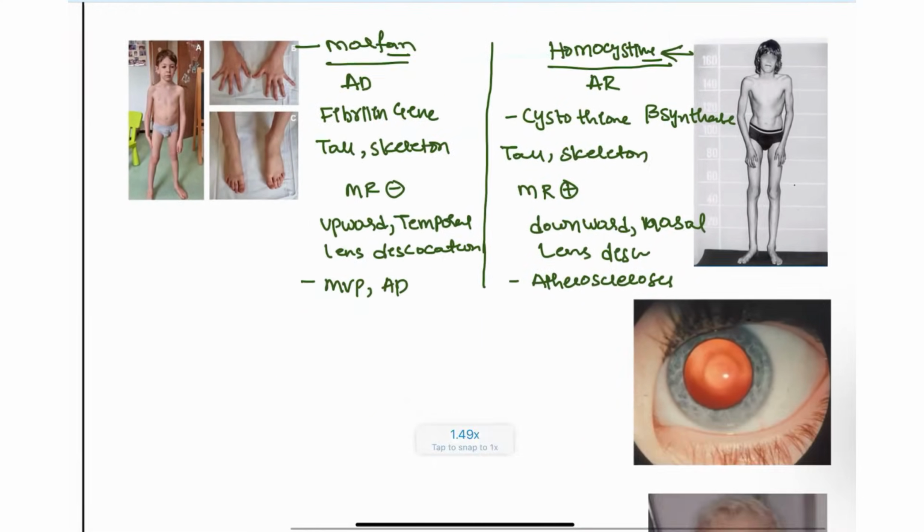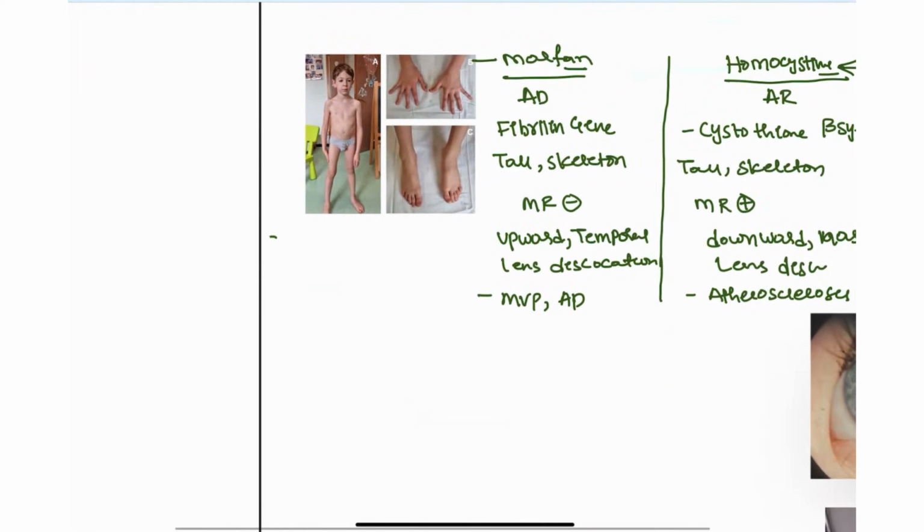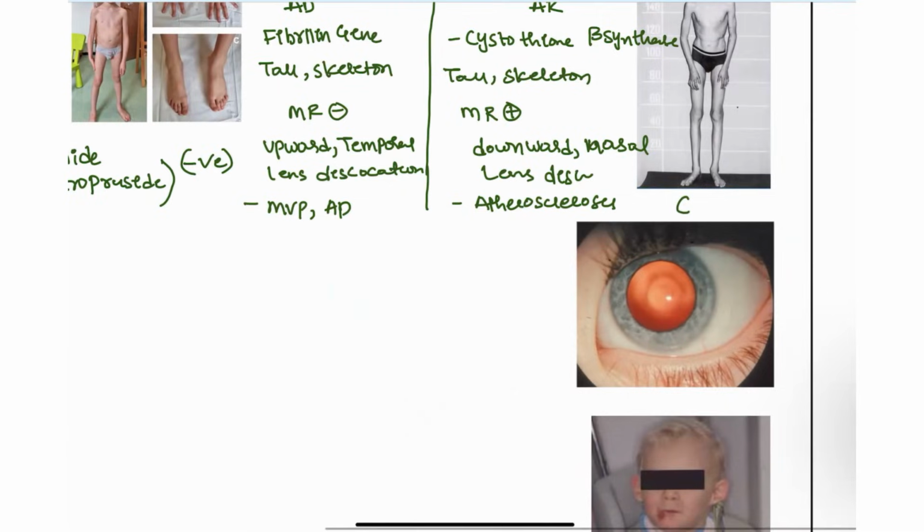Next, what test can differentiate? So the cyanide nitroprusside test that we conduct will be negative in Marfan syndrome, whereas in this patient the cyanide nitroprusside test will be positive.